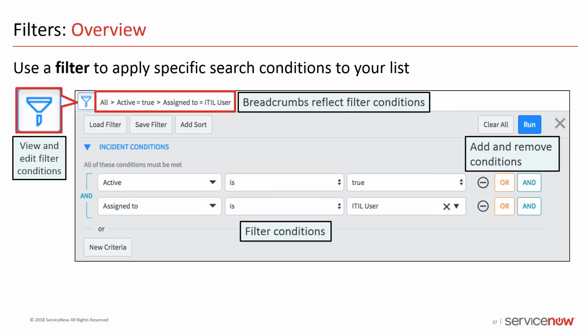To save a filter, click Save Filter. A new field will appear where you can name your filter. After naming the filter, click the Save button to the right of the naming field. The new filter will be available by selecting Load Filter.